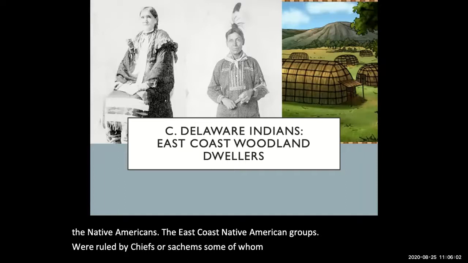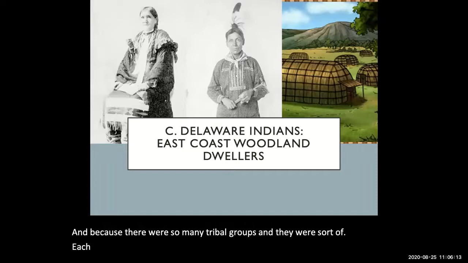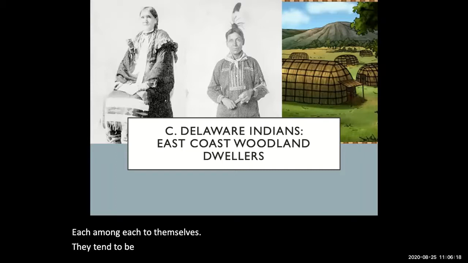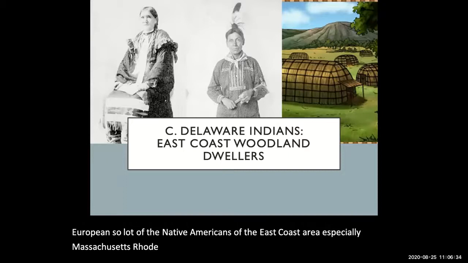And because there were so many tribal groups and they were each to themselves, they tended to be easy prey for the viruses and bacteria that came with the Europeans or even before the Europeans. So a lot of the Native Americans of the East Coast area, especially like Massachusetts, Rhode Island, Connecticut, got wiped out before there was much European contact.